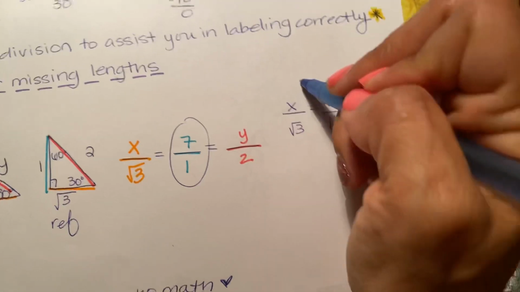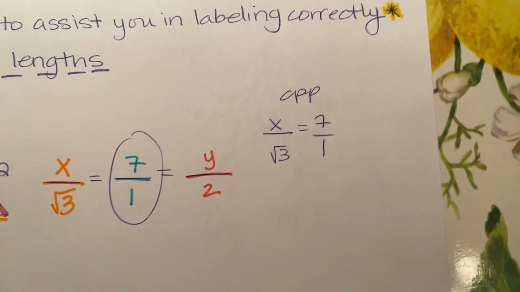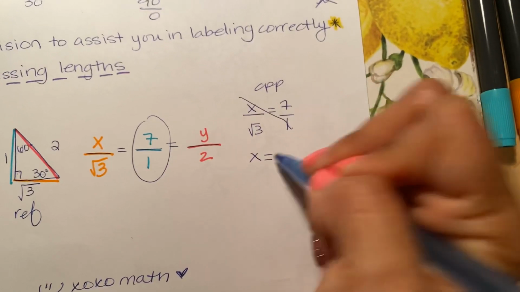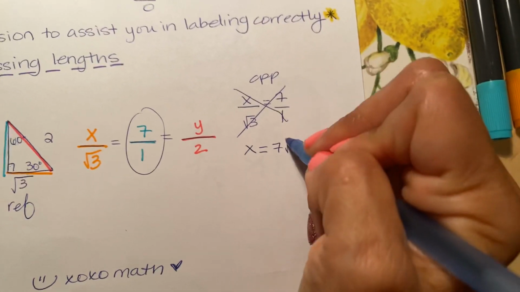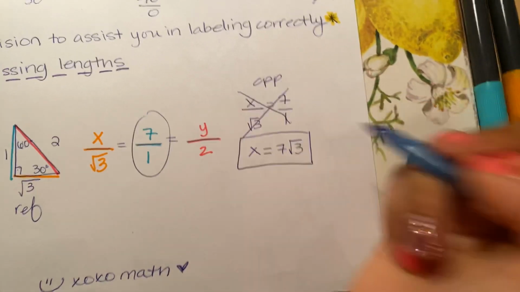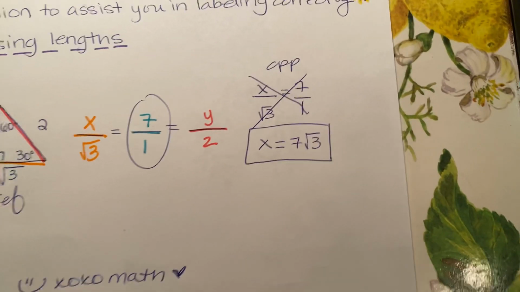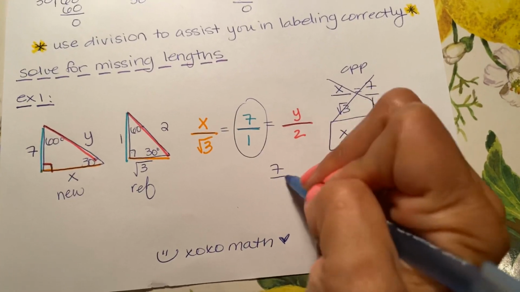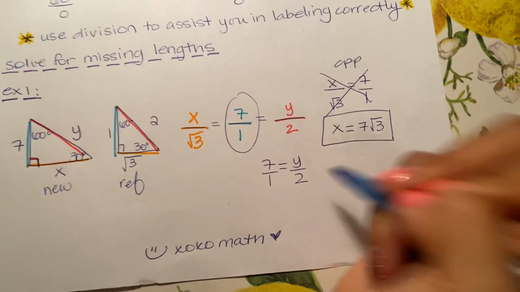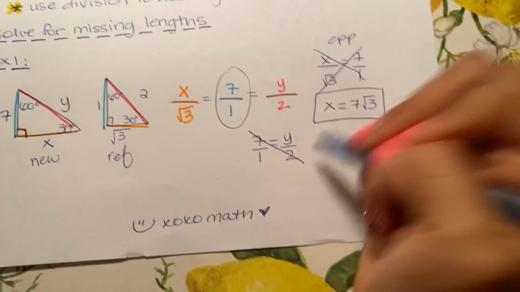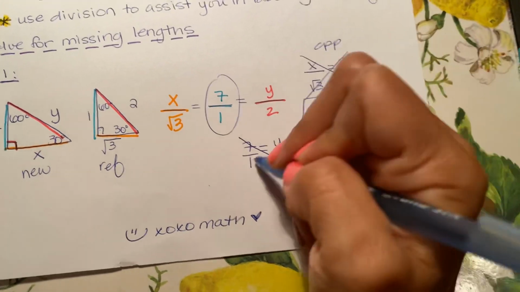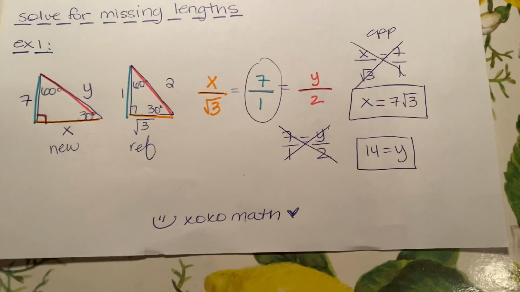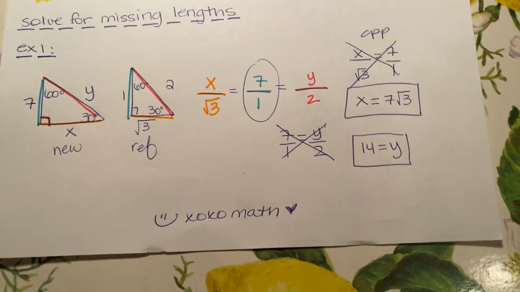Okay, so cross product property, CPP, not Cal Poly Pomona. Okay, x times 1 is x. 7 times rad 3 is 7 rad 3. Perfect. Ta-da. Right? Okay, solve for y. 7 over 1, y over 2, 14 equals y. So y is 14. That is it, right?